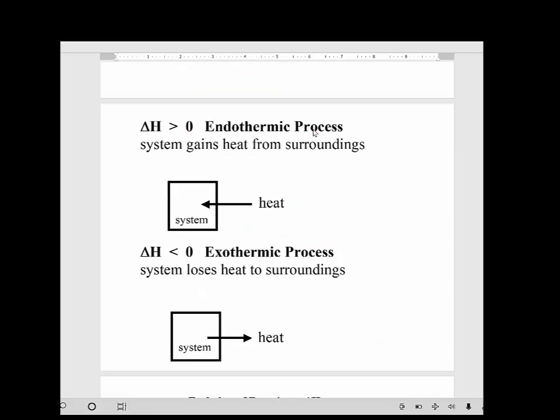We just said that when delta H is larger than zero, we have an endothermic process. The system gains heat from the surroundings, so we can represent it this way: heat going into the system. The system could be some chemical reaction. On the other hand, when we have an exothermic process, delta H is negative, less than zero, the system loses heat to the surroundings, and the system could be a chemical reaction.